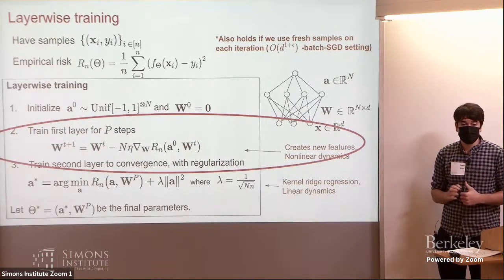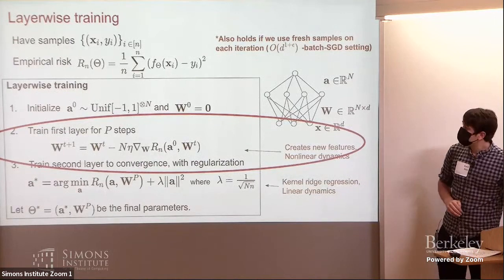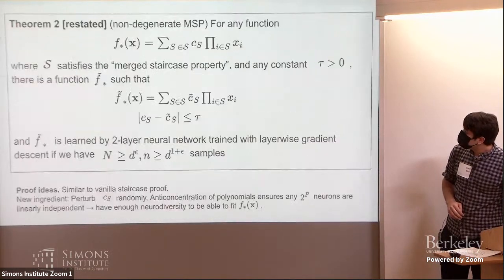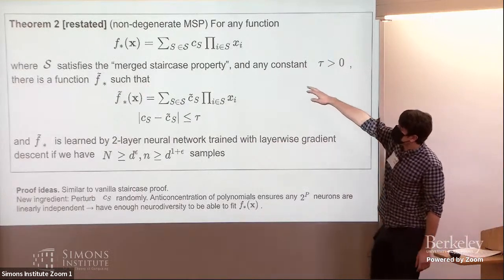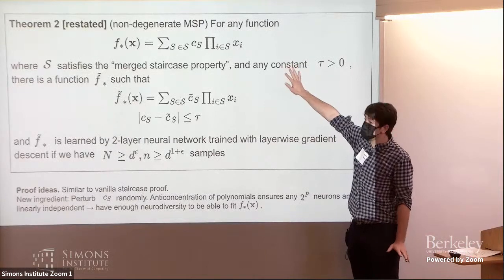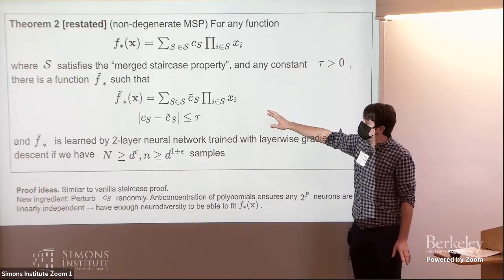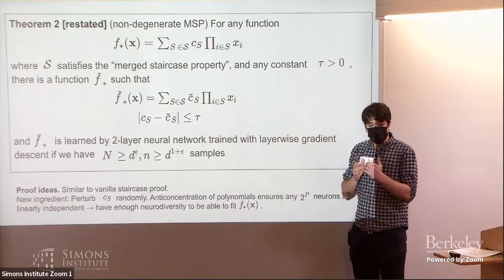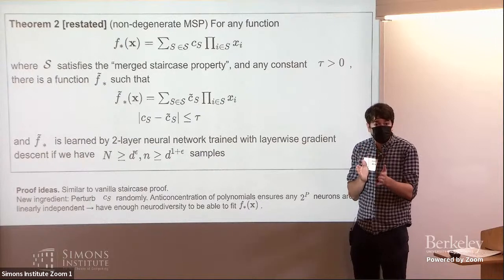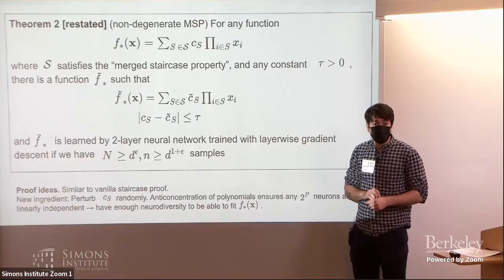But what's the non-degenerate condition? Basically, we have a function that satisfies this merged staircase property. We can write it as a multilinear polynomial. The non-degenerate condition is that if we perturb these Fourier coefficients randomly with any small constant noise, then we'll get a non-degenerate function.